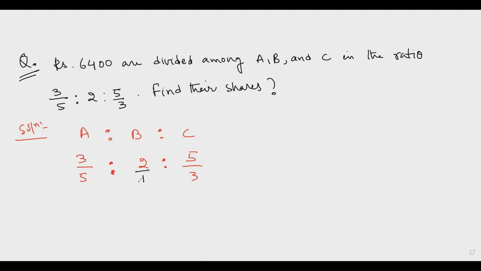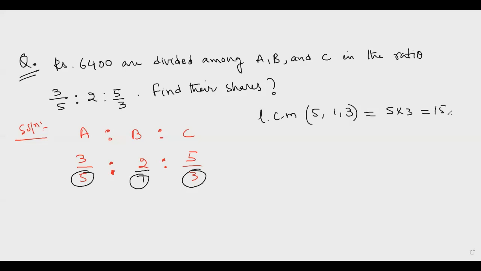The ratio is not in natural numbers. It is given in terms of fractions. So what we have to do is take the LCM of these three numbers, the denominators. And what is the LCM? These are all prime numbers, so it will be 5 into 3, that is 15.